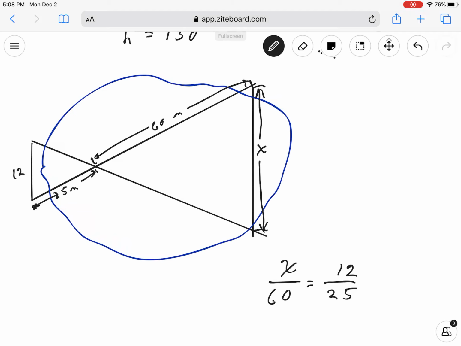And if we do the math, 12 times 60 divided by 25, we would have that x is equal to 28.8 meters. Okay, so just a couple of quick examples, and that should set us up for problems in class, and I'll see you then.